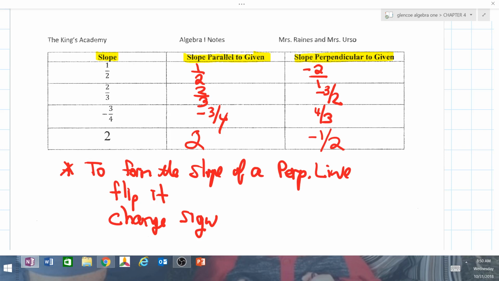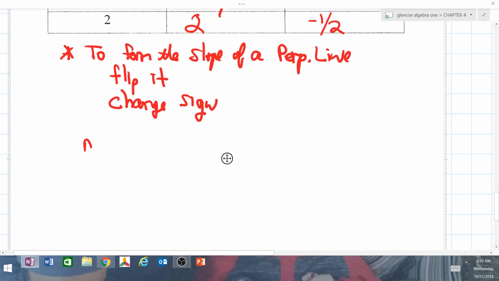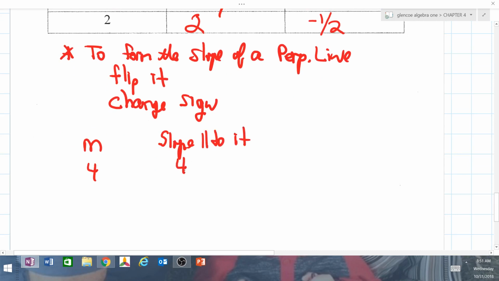Parallel lines have the same slope. Outstanding, good job. Question: if we have a whole number, like 3 or 4? Okay, let's pretend that the slope is 4. The slope of a line parallel to it would be the same. The slope of a line perpendicular to it, this is 4 over 1, so you're going to flip it and change the sign, would be negative 1/4. Does that help? Yeah. Are you sure? Okay.